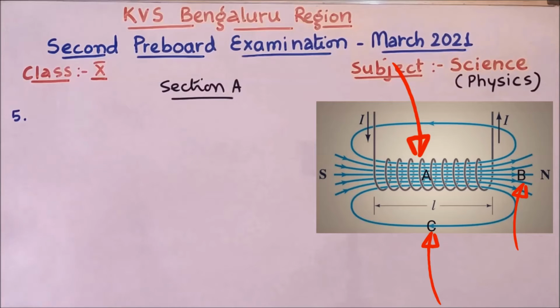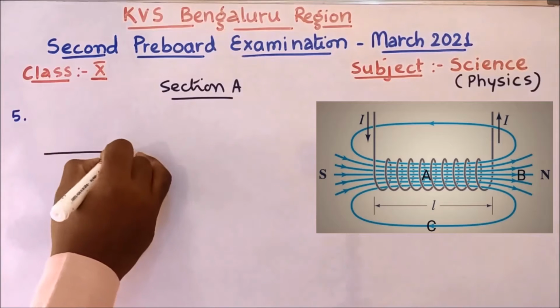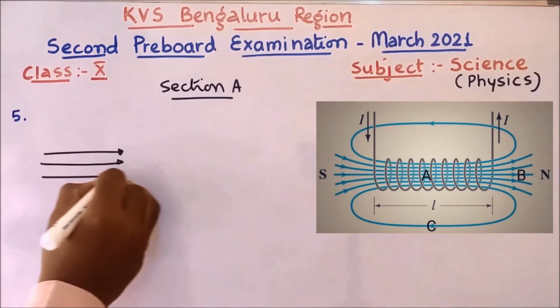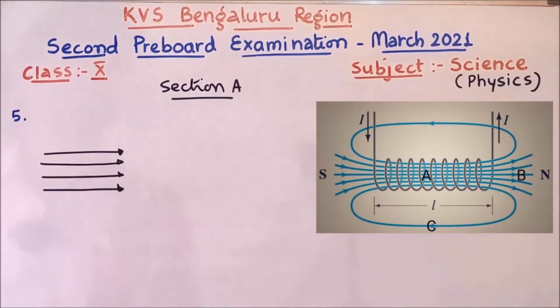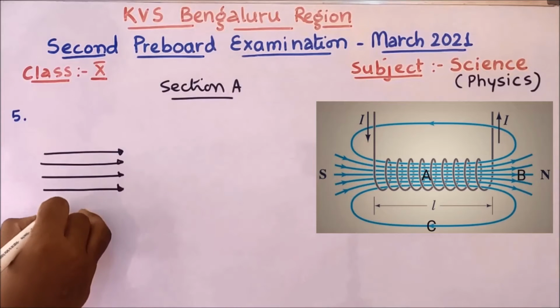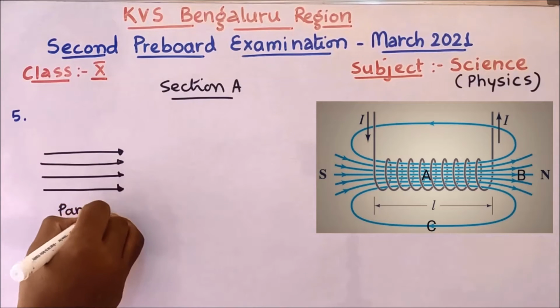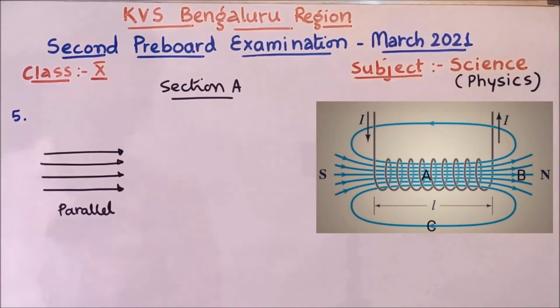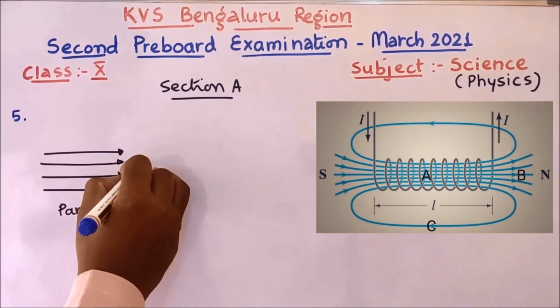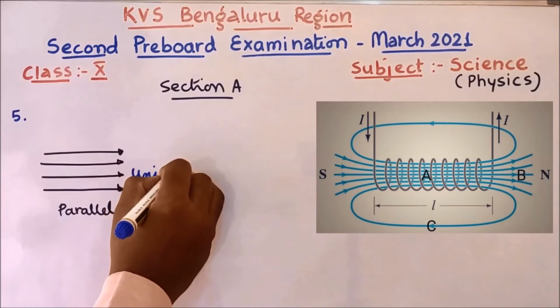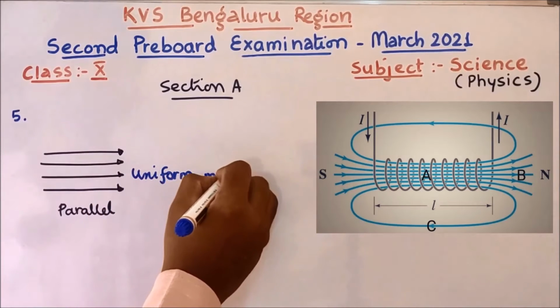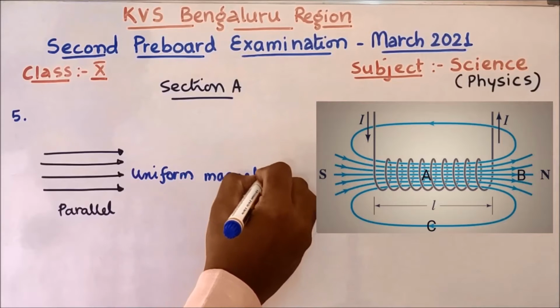How do we represent a uniform magnetic field? We will represent a uniform magnetic field by drawing field lines parallel to and equidistant from each other. So parallel and equidistant lines indicate uniform magnetic field.